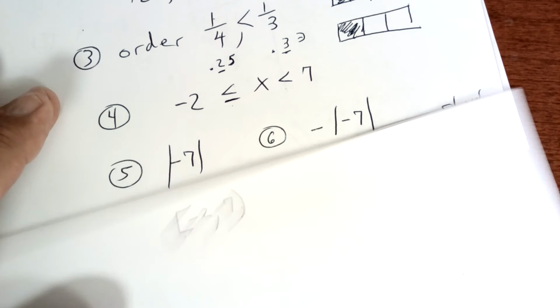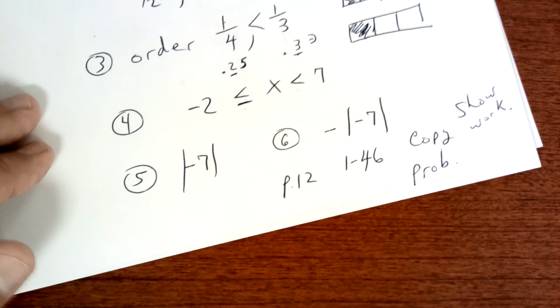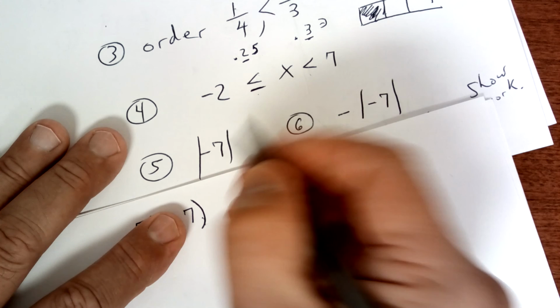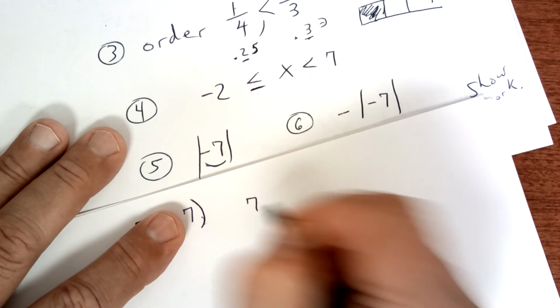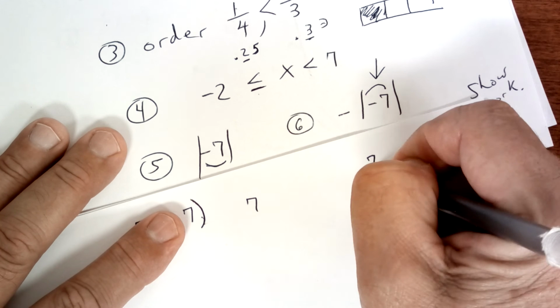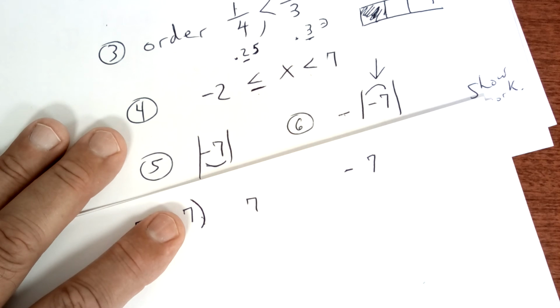And then finally, absolute value. Last thing we're going to talk about, copy those. Absolute value is always positive. So this one is a +7. This one is a +7, but you have a negative on the outside. And those are your answers.